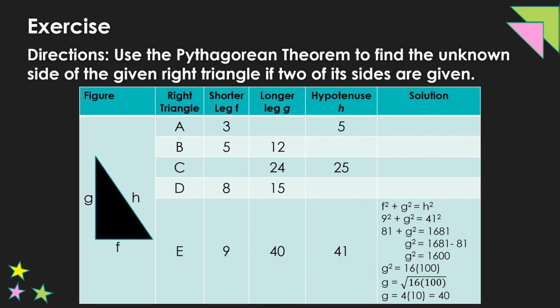Okay, I hope that you understood my explanation. So let's do this exercise. Use the Pythagorean theorem to find the unknown side of the given right triangle if two of its sides are given.